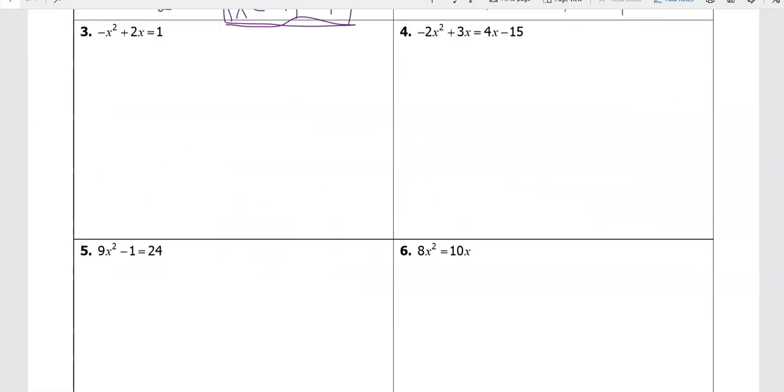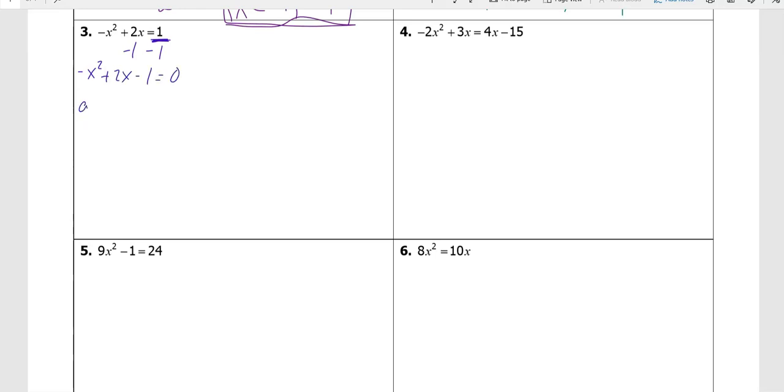All right, for number 3, you'll see that our quadratic equation is not set equal to 0. So the first thing we need to do is get one side equal to 0. So we're going to go ahead and subtract 1 from both sides. And this equation will be rewritten as negative x squared plus 2x minus 1.